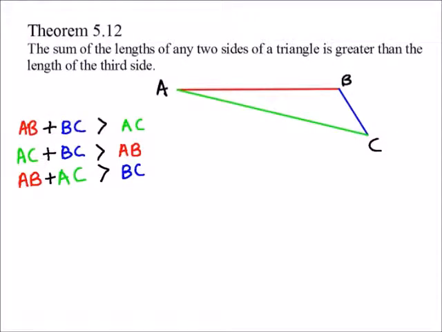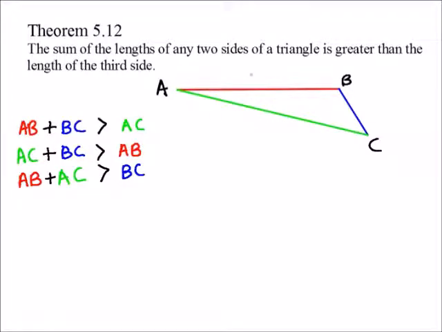Theorem 5.12 is pretty much the fun one. This is the one that you're going to want to remember on the ACT, the SAT, all these lovely standardized tests. The sum of the lengths of any 2 sides of a triangle has to be greater than the third side. If it's not greater than the third side, you do not have a triangle.